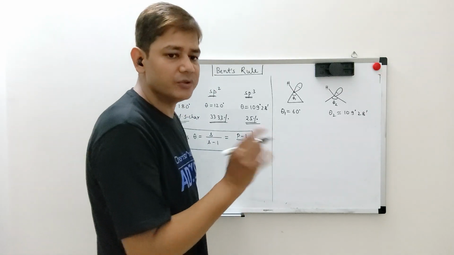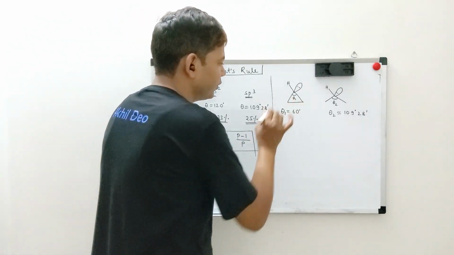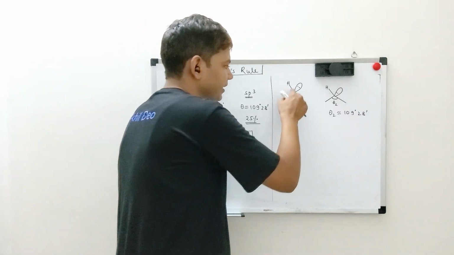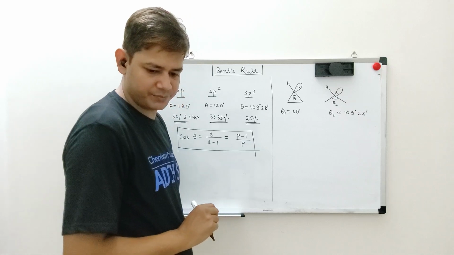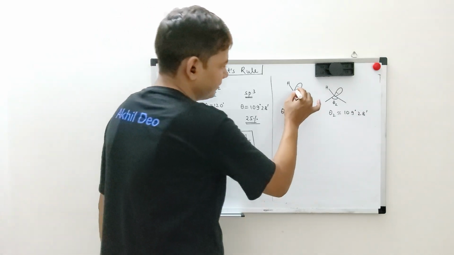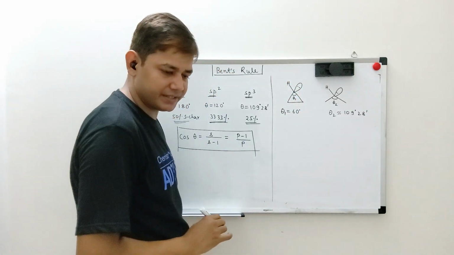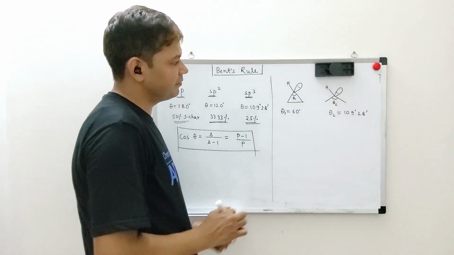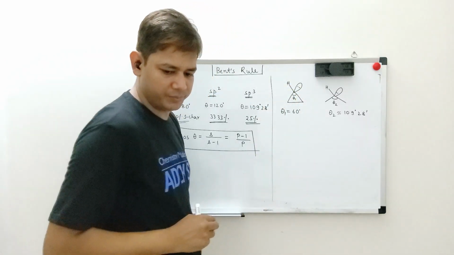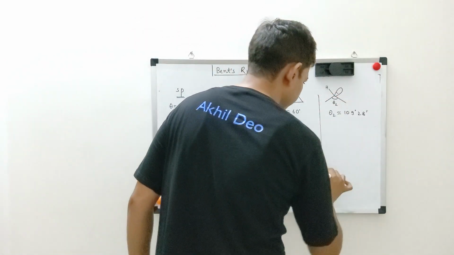So what can we conclude from this? A smaller value of bond angle means more p character in the carbon-carbon bonds. If the carbon-carbon bonds have more p character, then there will be more s character towards the carbon-hydrogen bond and towards the lone pair. We'll write this point.